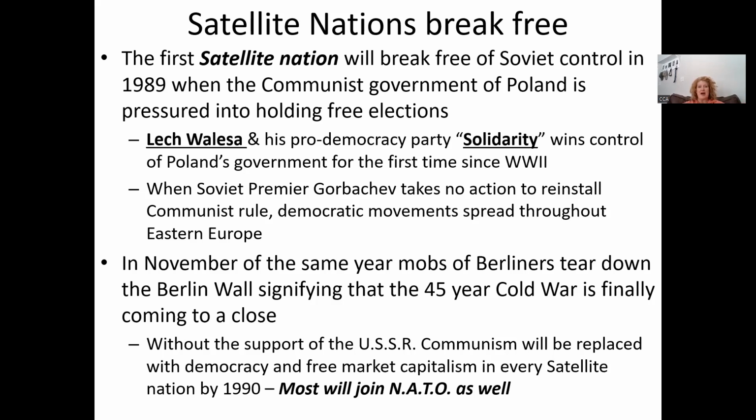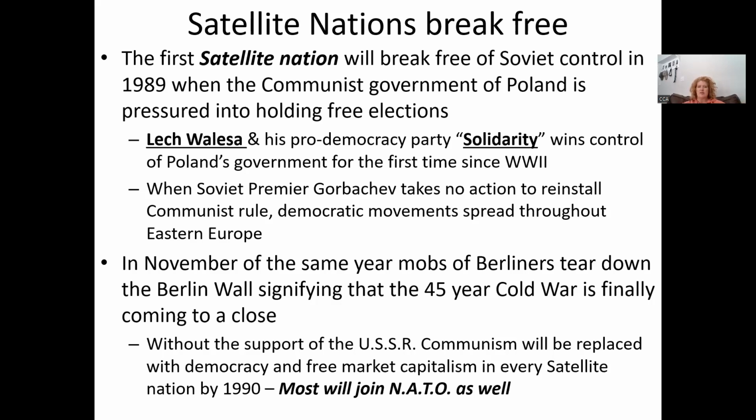Gorbachev, with his new policies, actually does no actions on this, and he does nothing to reinstall communist rule. So in November, same year, this is going on at the same time as all of those mobs in Berlin.